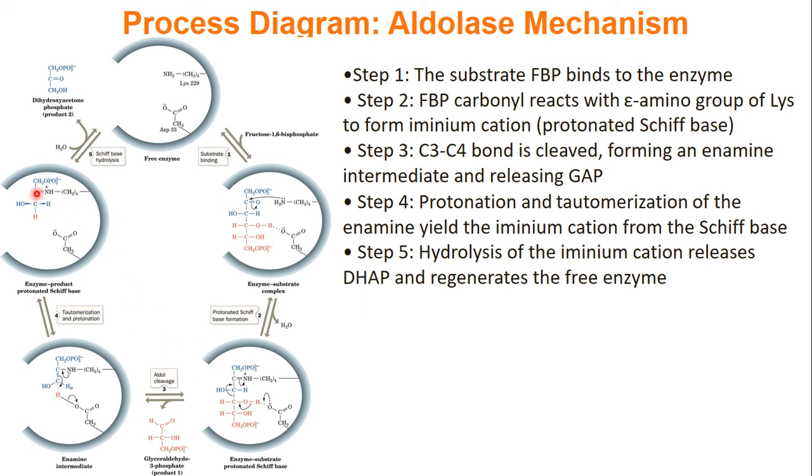Water comes in. That's going to cut away our lysine here and form a carbonyl carbon, reprotonating our lysine. So we have hydrolysis of our cation. So we are releasing DHAP now, and we have the free enzyme ready to go again. So those are the 5 steps of aldolase.